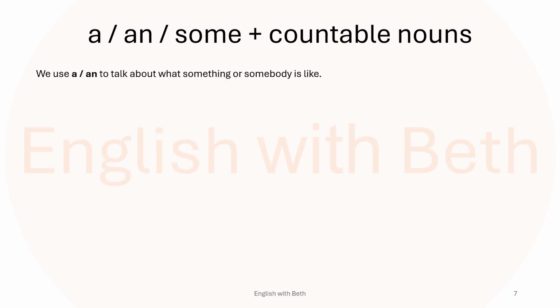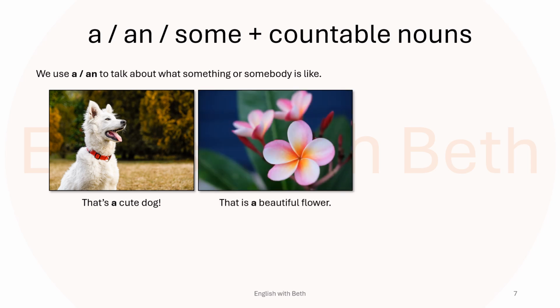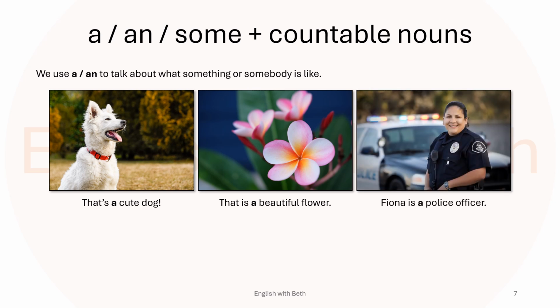We use a or an to talk about what something or somebody is like. For example, that's a cute dog. That is a beautiful flower. Fiona is a police officer.